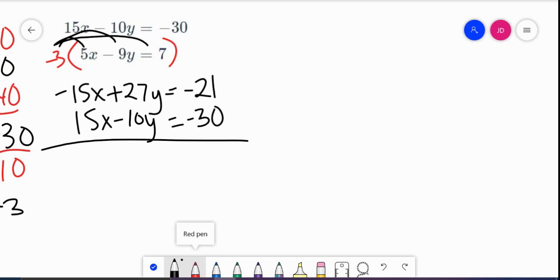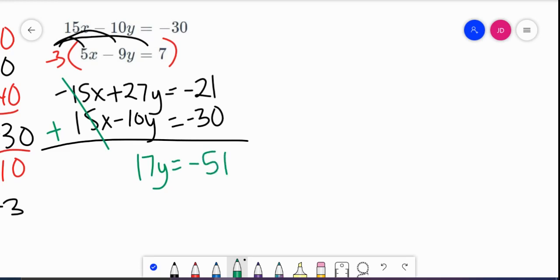And now I can add them together, right? These will now cancel. That's the reason why I have to multiply it by a negative, because then they would cancel, all right? So 15x minus 15x cancels. 27y minus 10y is 17y. Negative 21 minus 30 is negative 51. Divide both sides by 17. And you get y is negative 3.